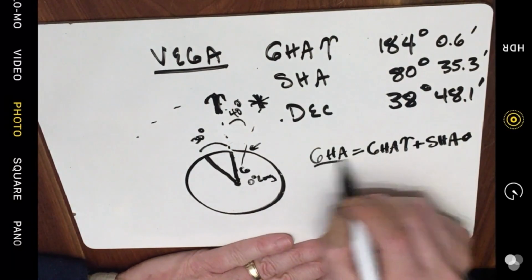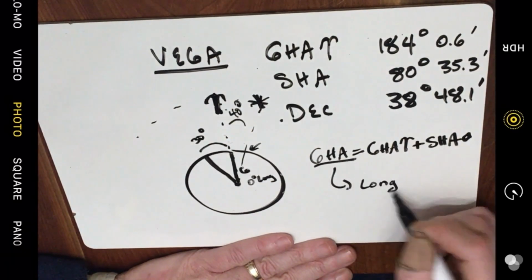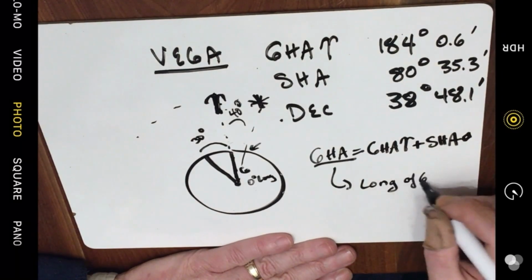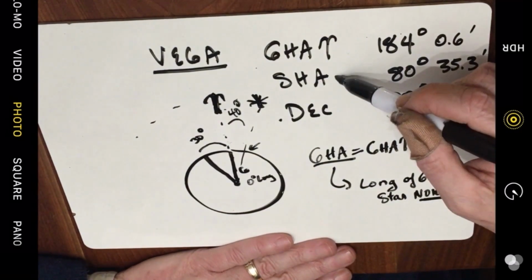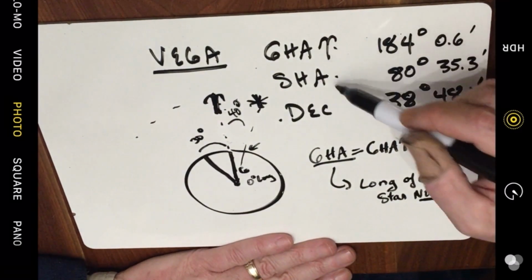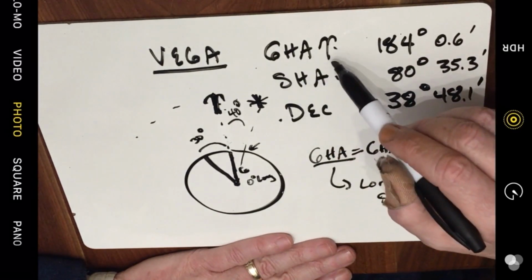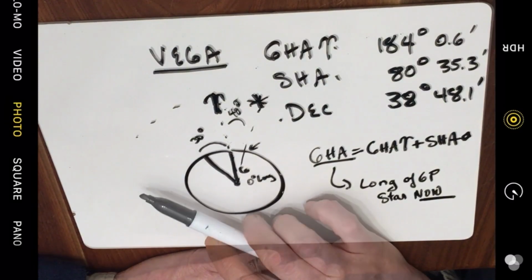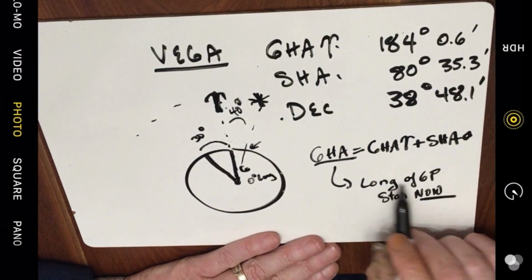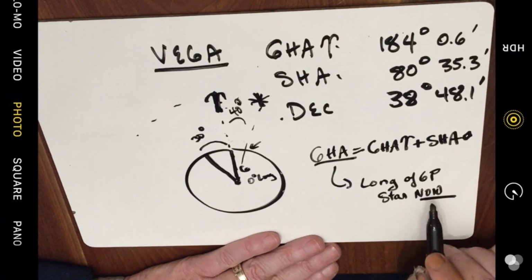Now, the Greenwich hour angle is the longitude of the geographic position of the star. The sidereal hour angle between Aries and the star does not change. The Greenwich hour angle of Aries does change as the Earth rotates. So now that we have the longitude of the geographic position of the star, we need to get the latitude of it.